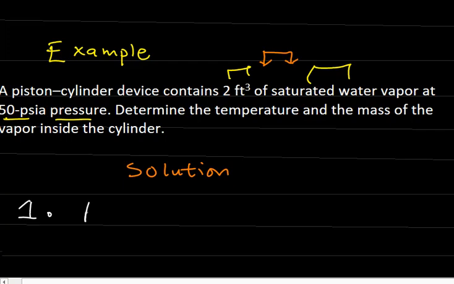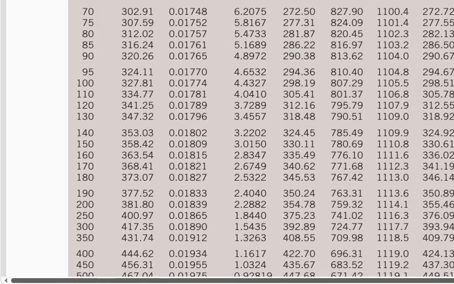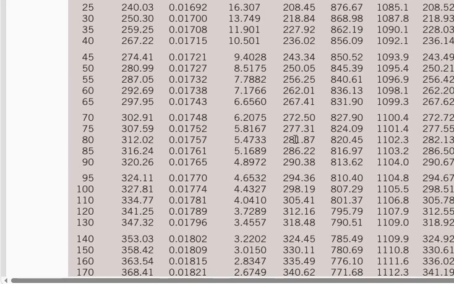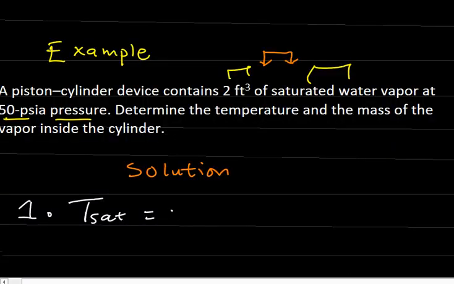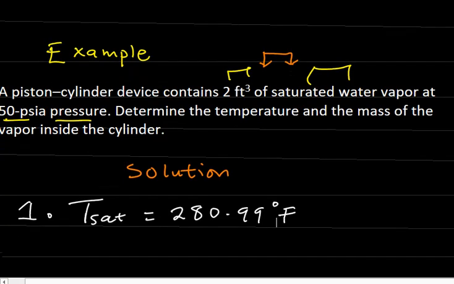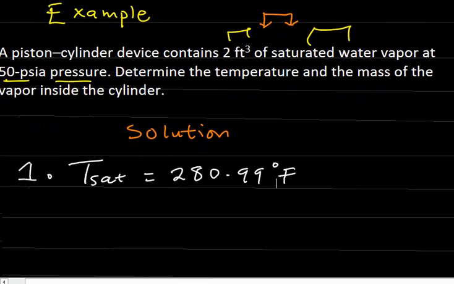So Tsat is, what was that again? 280.99 degrees Fahrenheit. Okay, so number 2.